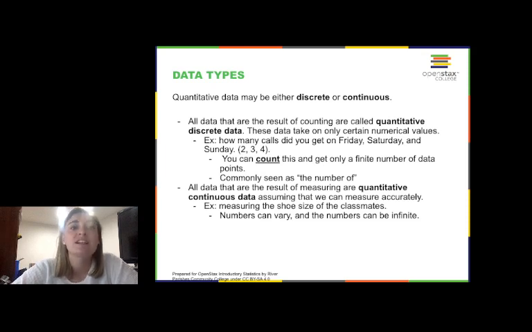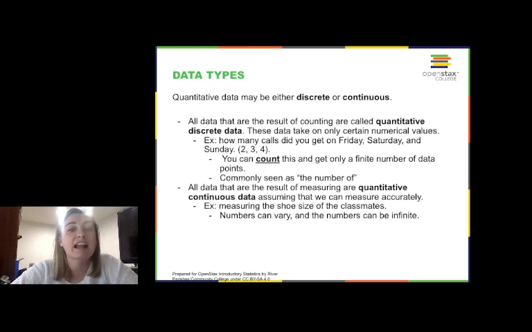So make sure you take notes specifically on this slide, as I don't think it's as easy as you might believe. So data that are the result of counting are called quantitative discrete data. These data take on only certain numerical values. For example, how many calls did you get on Friday? I got 2 calls on Friday, right? We can count the number of calls that you got on Friday.